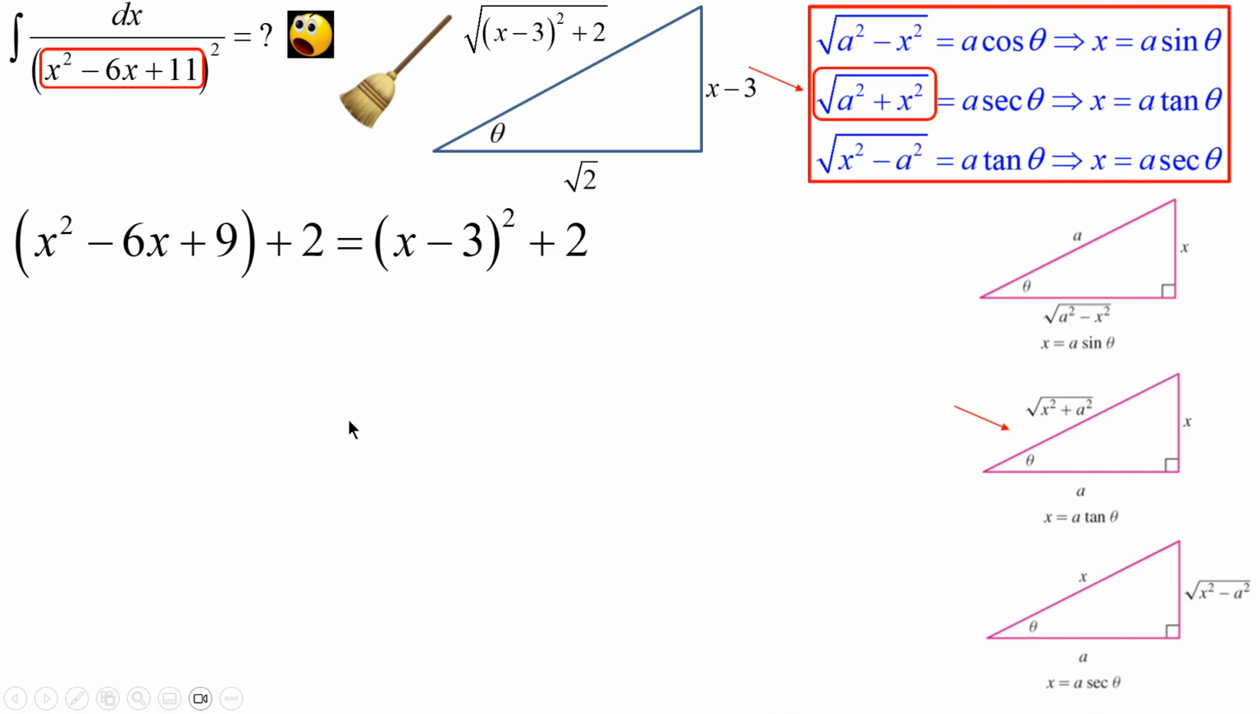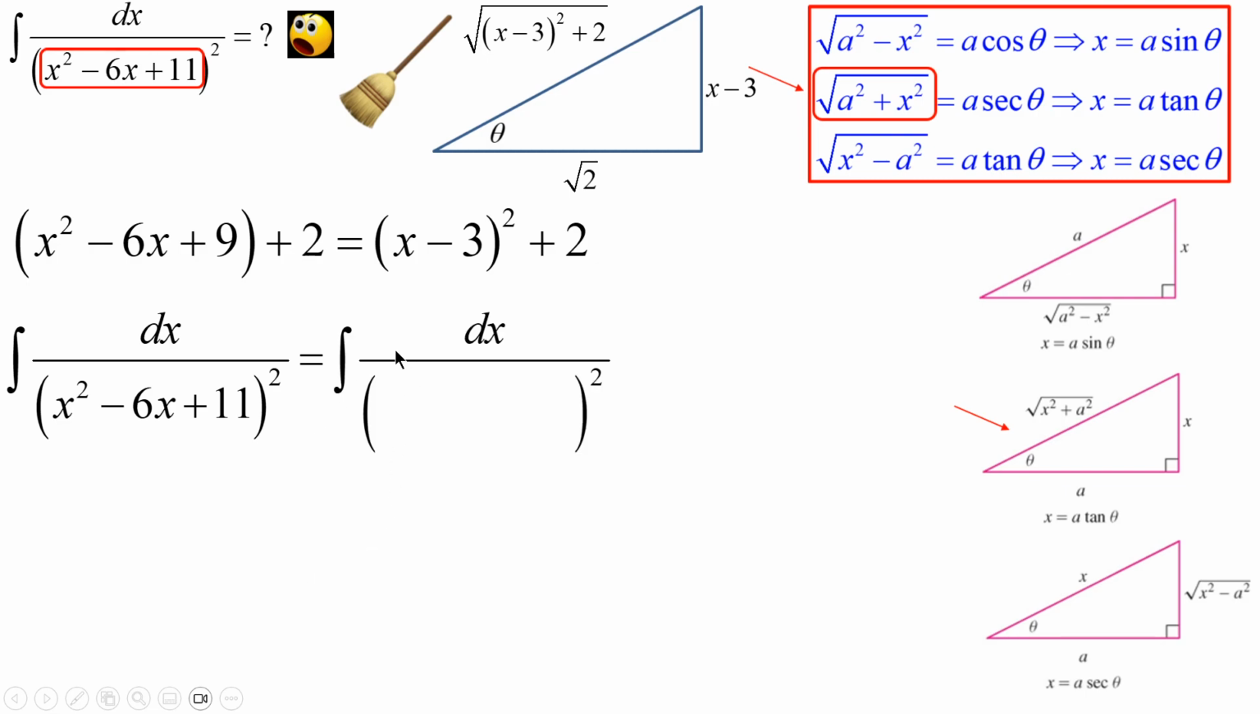All right, so let's do our trig substitution, shall we? Let's rewrite this with our divisor in this form right here. So I'm going to write the differential of x, and the x squared minus 6x plus 11, that quantity we're going to write as x minus 3 quantity squared plus 2. Okay, trig substitution time right now. All right, so what are we going to do? How are we going to go about doing this?